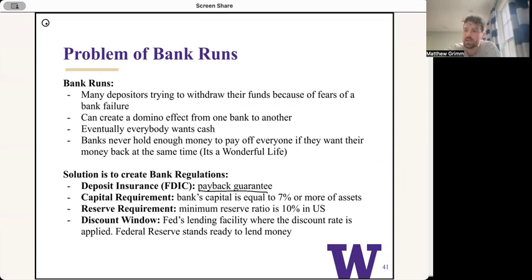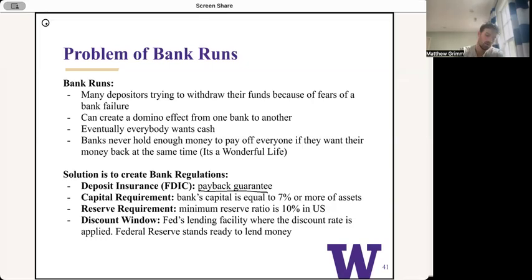So this means that if you bank with a bank that's FDIC guaranteed, when I put in money, I will definitely get that money whenever I want it. And if the bank can't pay me, the government will help out the bank. Okay, capital requirements: equal to 7% or more of assets. Reserve requirements: the minimum reserve ratio is 10% in the United States. And then a discount window, the Fed's lending facility where the discount rate is applied. So the Federal Reserve stands ready to lend money.